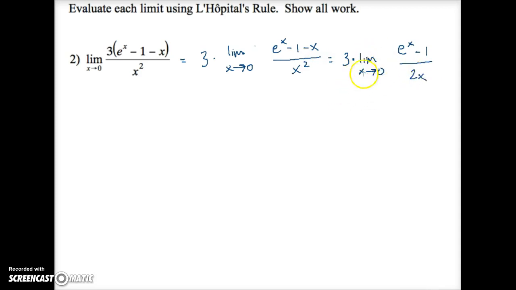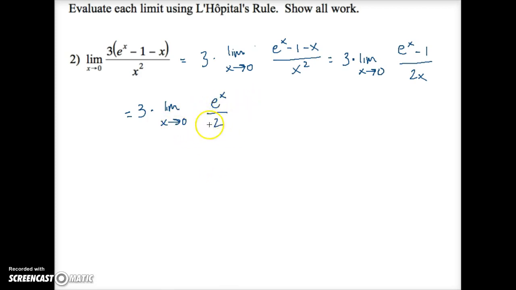Now, if I try direct substitution here, I'm still going to end up with division by 0. So I have to go through this process one more time. So by taking the derivative once again, we end up with 3 times the limit as x approaches 0 of the derivative of e to the x minus 1, which is just e to the x. The derivative of 2x is just 2.